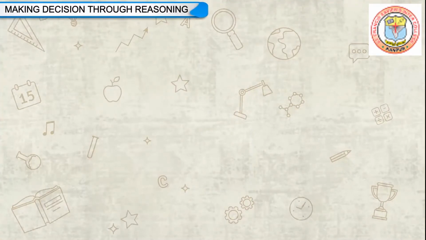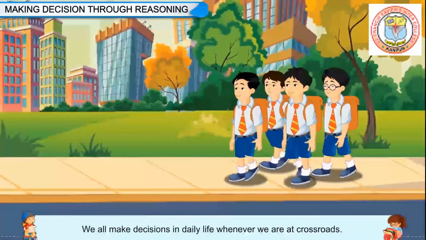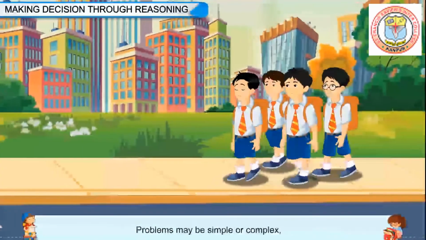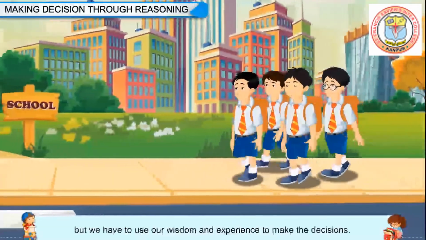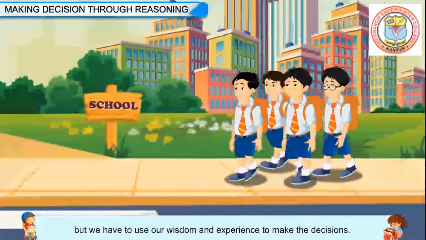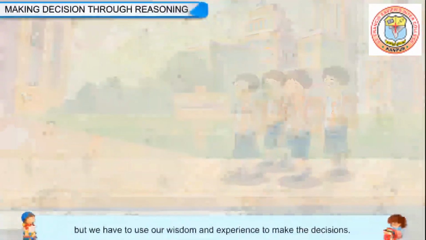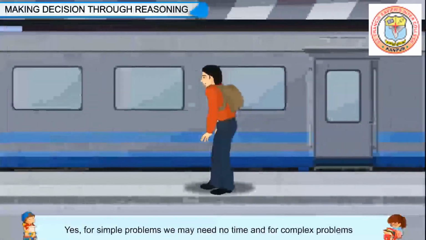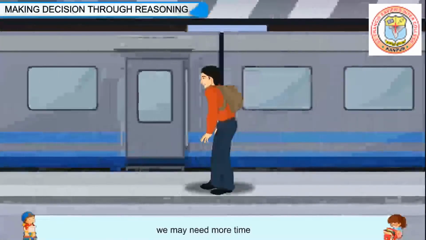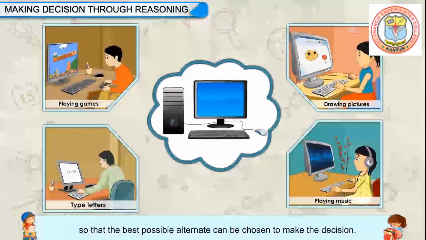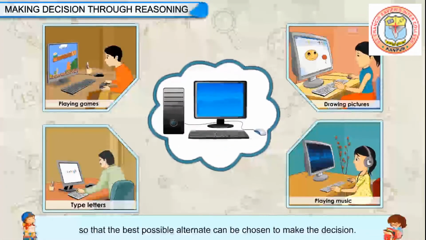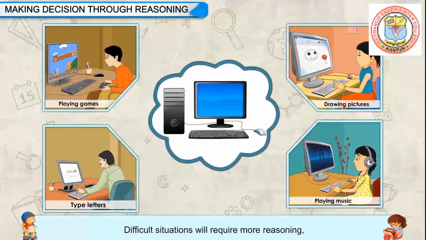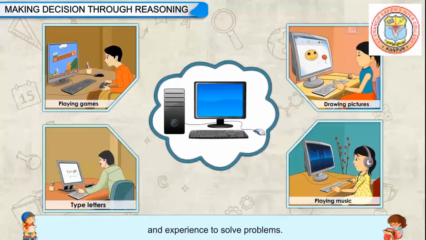Making decisions through reasoning. We all make decisions in daily life whenever we are at crossroads. Problems may be simple or complex, but we have to use our wisdom and experience to make the decisions. Yes, for simple problems, we may need no time, and for complex problems, we may need more time so that the best possible alternative can be chosen to make the decision. Difficult situations will require more reasoning and experience to solve problems.